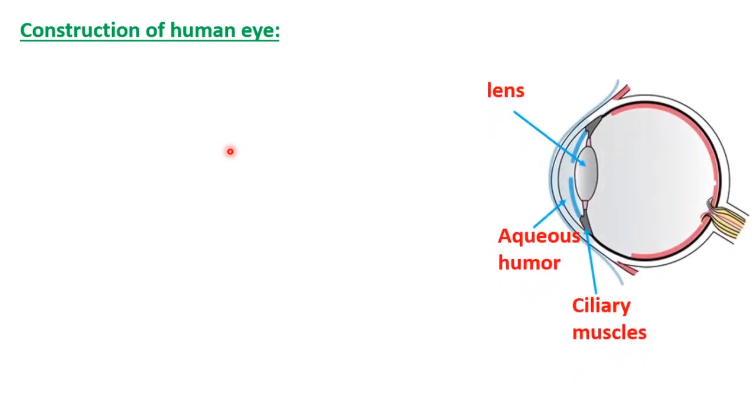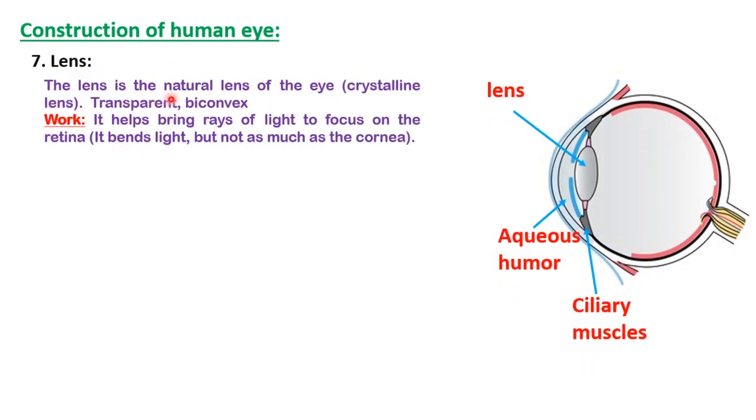Next is the lens. The lens is the natural lens of the eye, which is the crystalline lens. Crystalline lens means there is a regular arrangement of protein molecules. This is called the crystalline lens, which is transparent and biconvex. Biconvex means this is a convex lens.